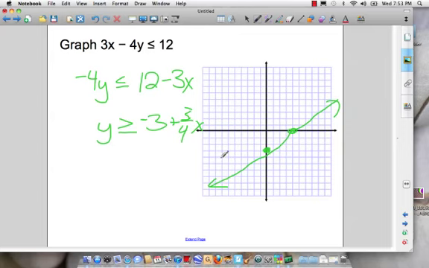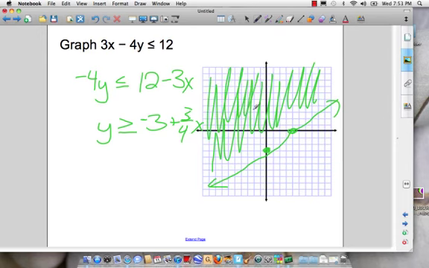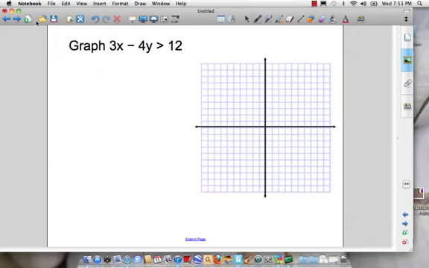So to show that y could be greater than, remember y is your vertical, so greater than in this case would be above. So I'm going to go in and shade in everything above the line. And any point in the shaded region should satisfy this inequality. You can check that on your own if you'd like. Okay, now let's look at another example.